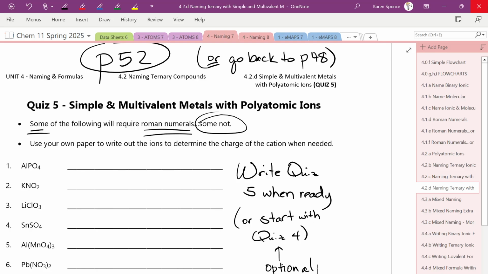You did quiz 4. Is this quiz 5? No, that's not. Go behind the tab. Go behind the tab.